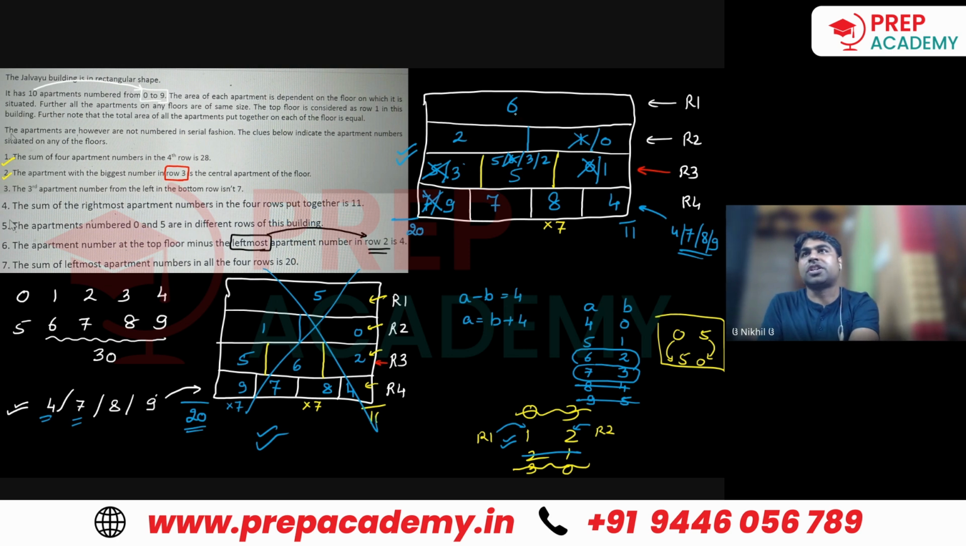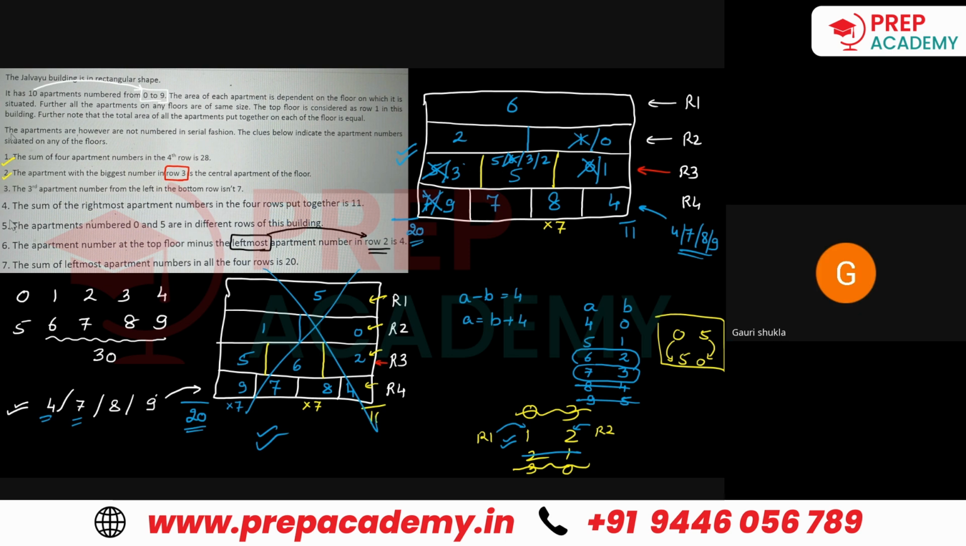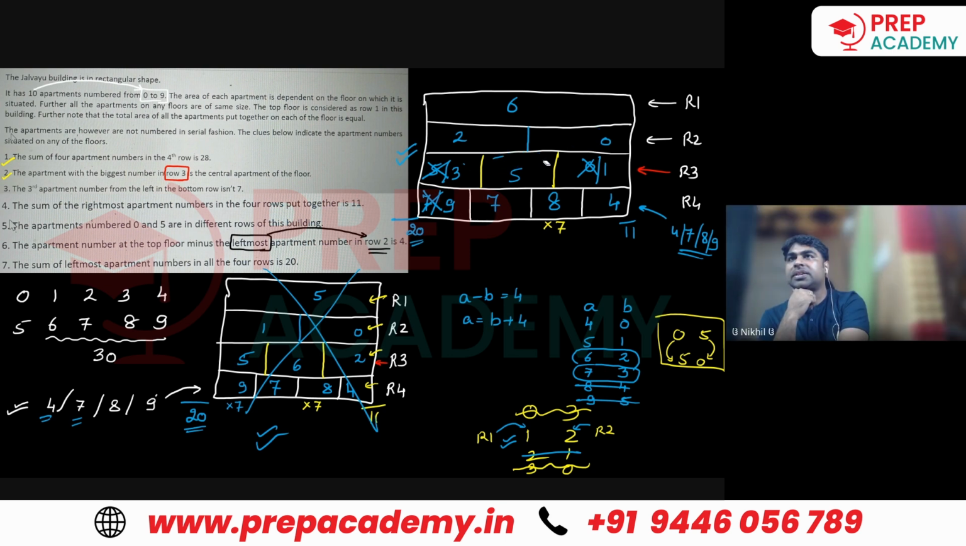The summation of the rightmost thing is 6 plus 0 plus 1 plus 4 is 11. Yes. 6 plus 2, 8. 8 plus 3, 11. 11 plus 9, 20. That is also satisfying. Okay. All the other conditions are also satisfying. Understood now? Yes. So, got it. This is my answer.